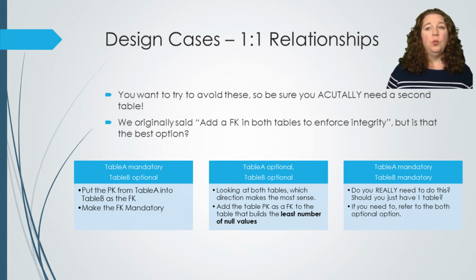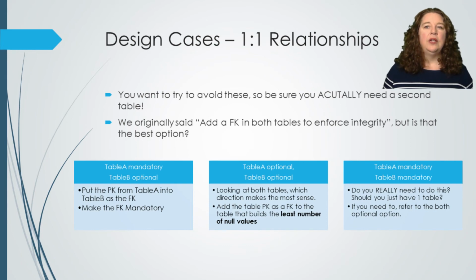So we're going to start with the option where one of them is mandatory and one of them is optional. This would be where you have 5 pieces of information about an employee in your regular table, table A, and then in table B, you have some alternate information that you may or may not have. So it's optional as opposed to mandatory. The way we fix this is we take the primary key from the one table and we add it as the foreign key in the secondary table. And we make that foreign key a mandatory field.